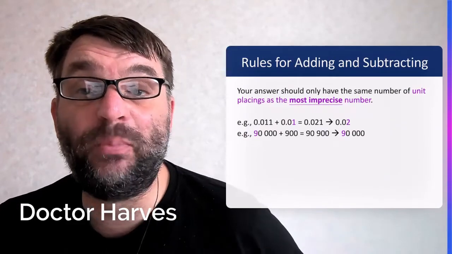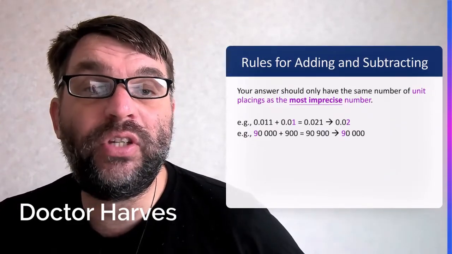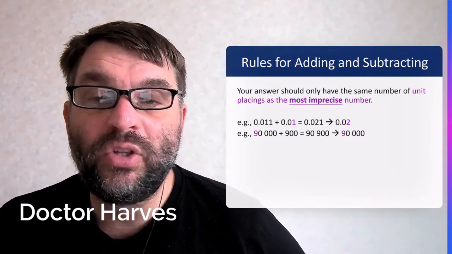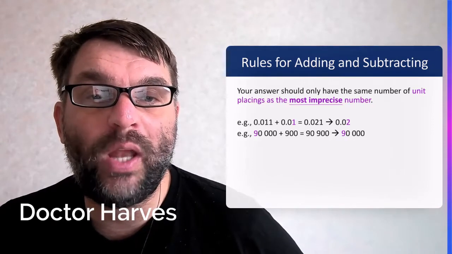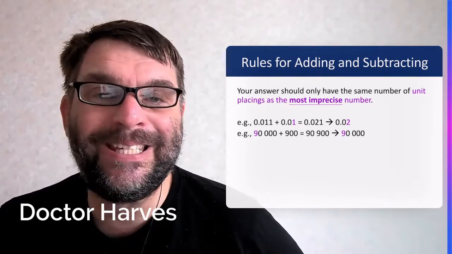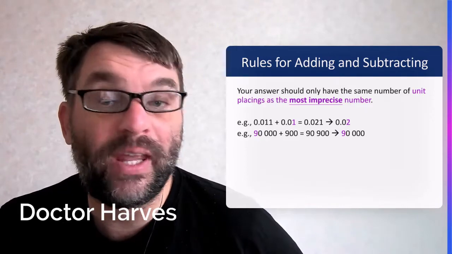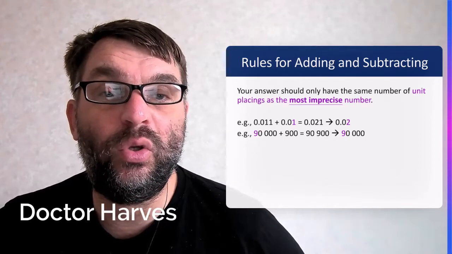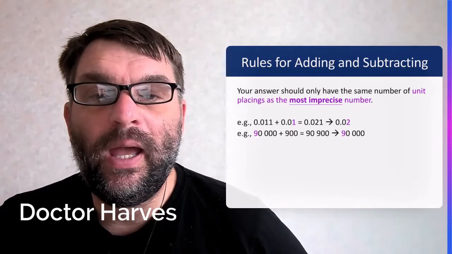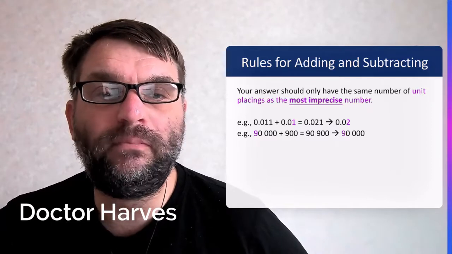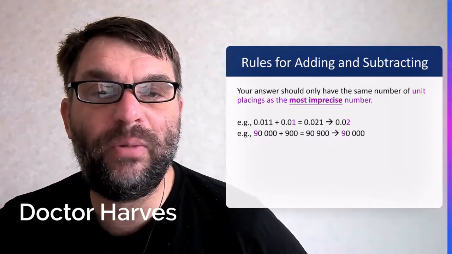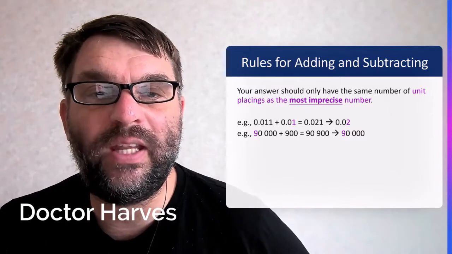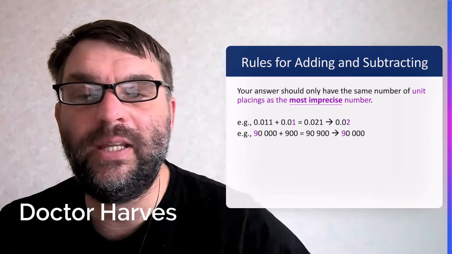The rule for adding and subtracting significant figures is that your answer should only have the same number of unit placings as the most imprecise number. So the examples there are: 0.011 has 3 unit placings, whereas 0.01 has 1 unit placing. Therefore the answer has to be rounded to 1 unit placing, and is 0.02. And then 90,000 plus 900 gives 90,900, but remember that there's only 1 unit placing for 90,000, so it has to go with that, so it's 90,000.